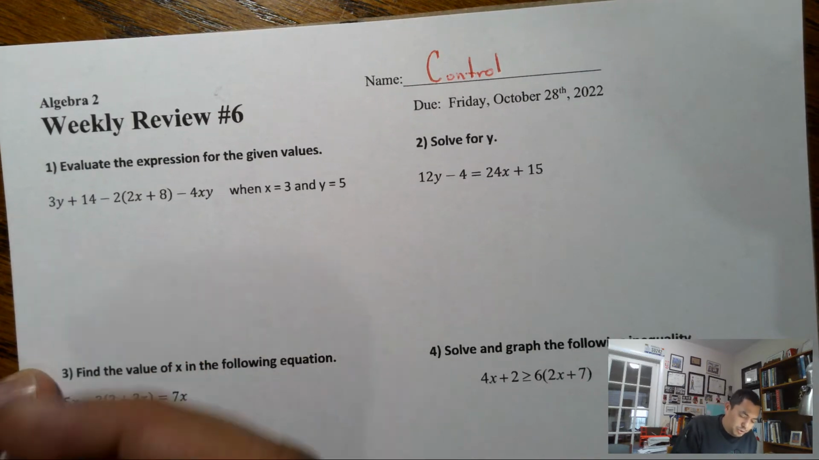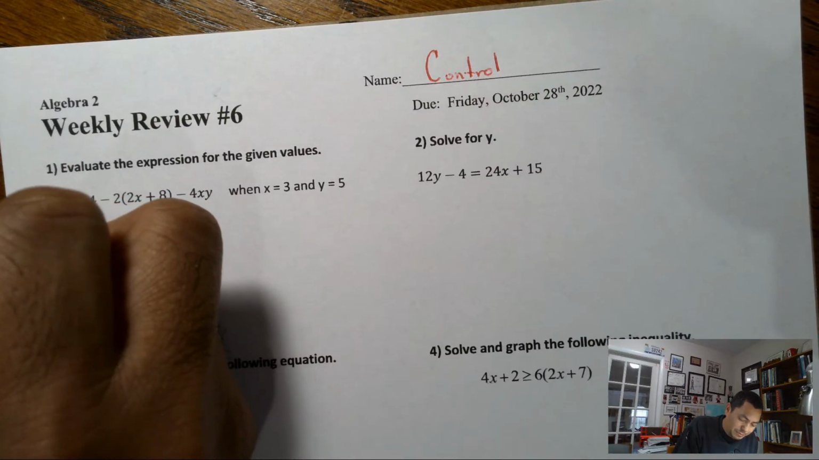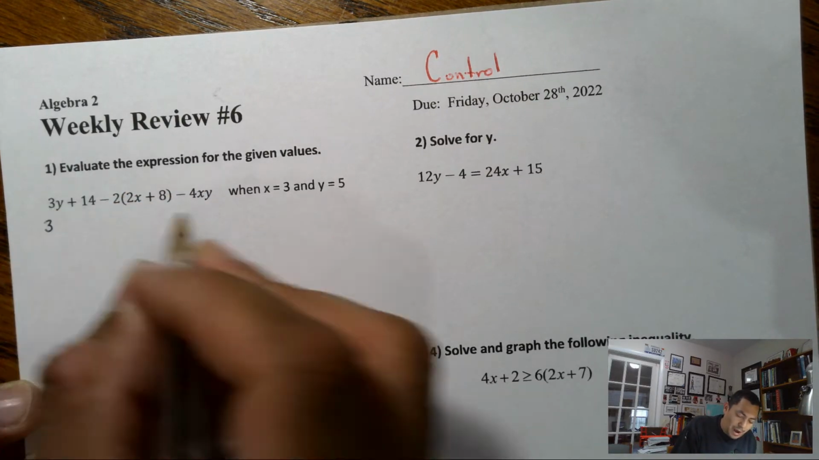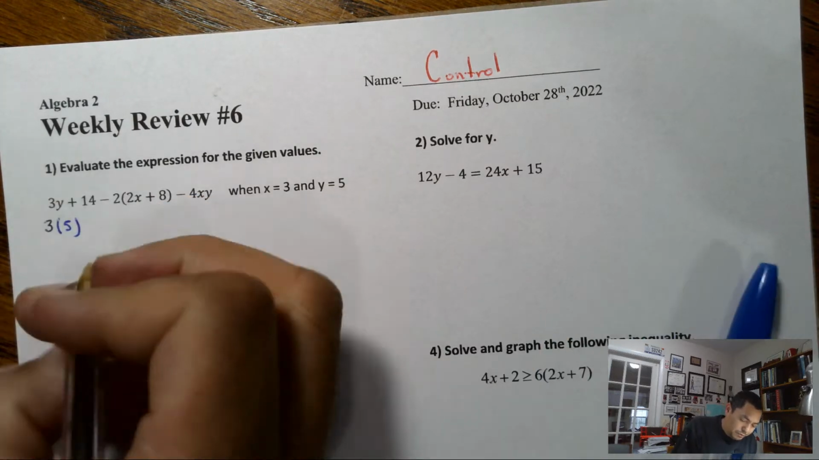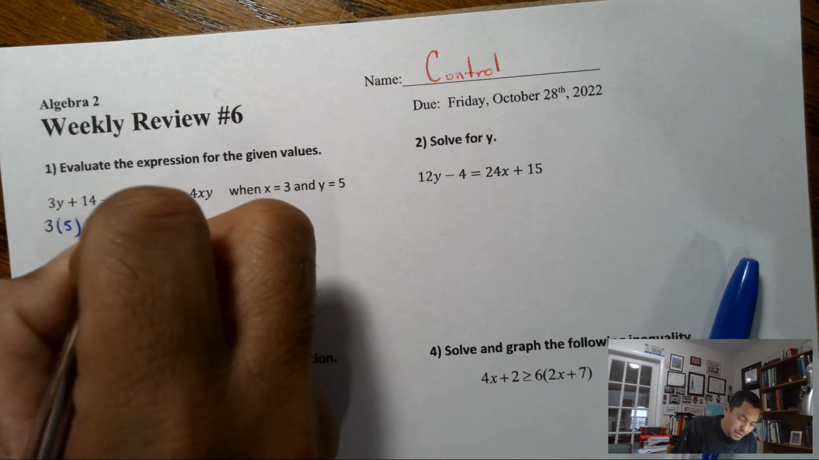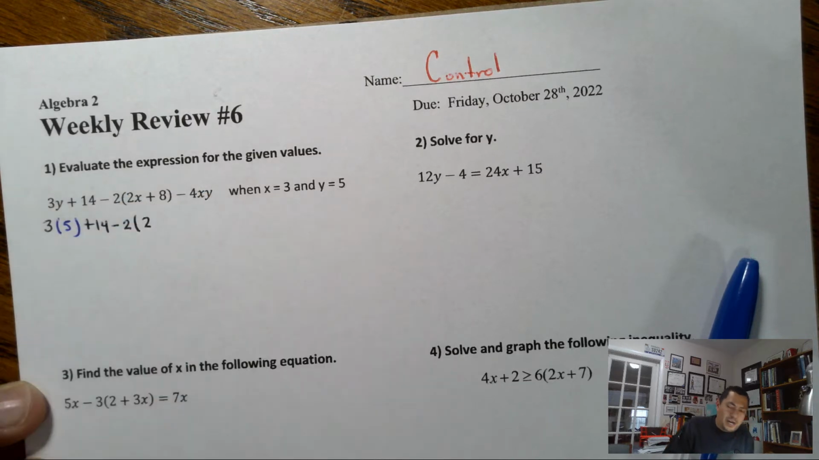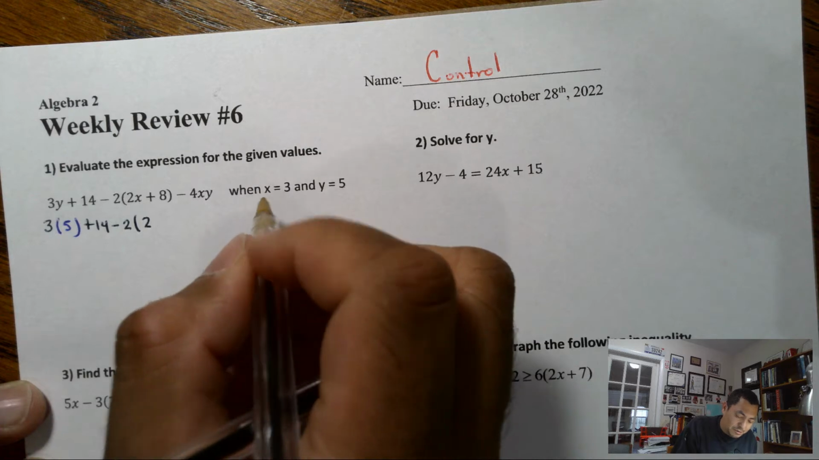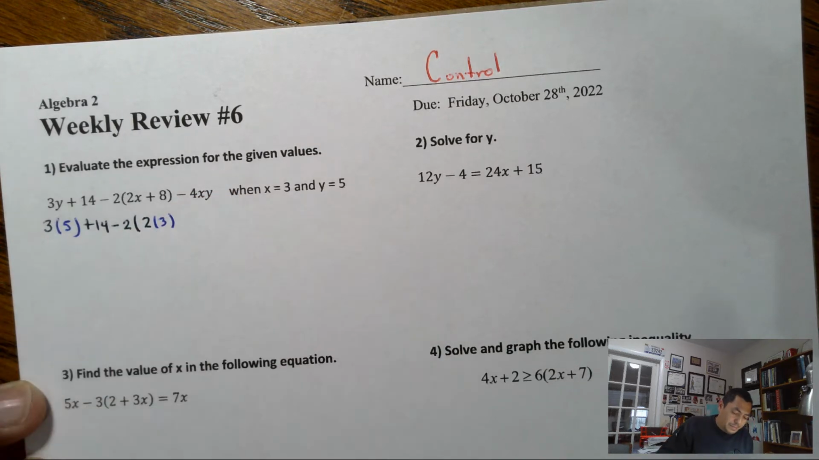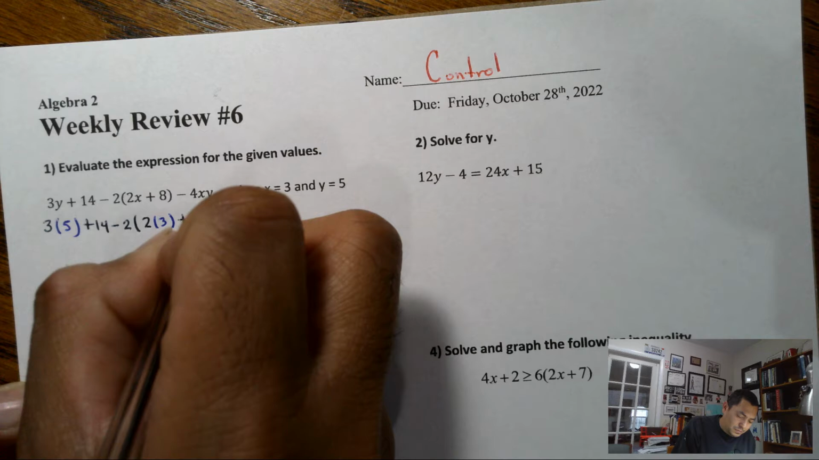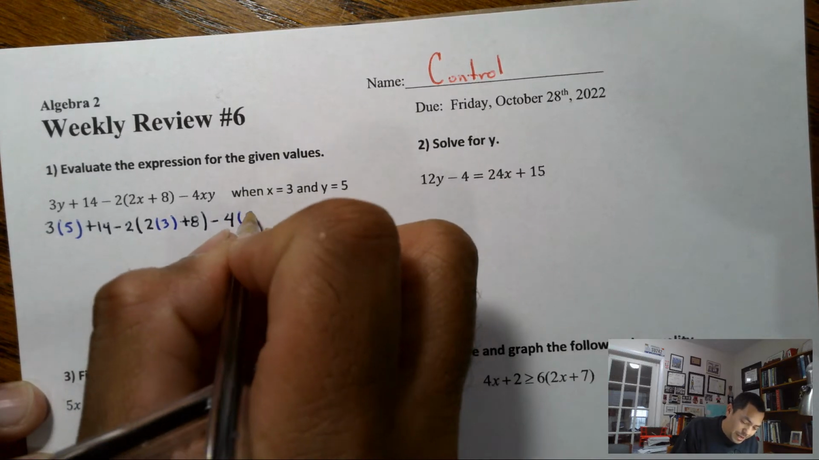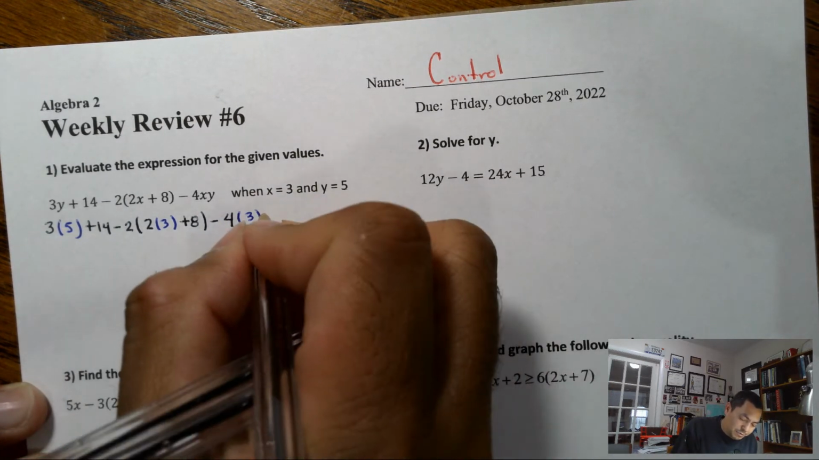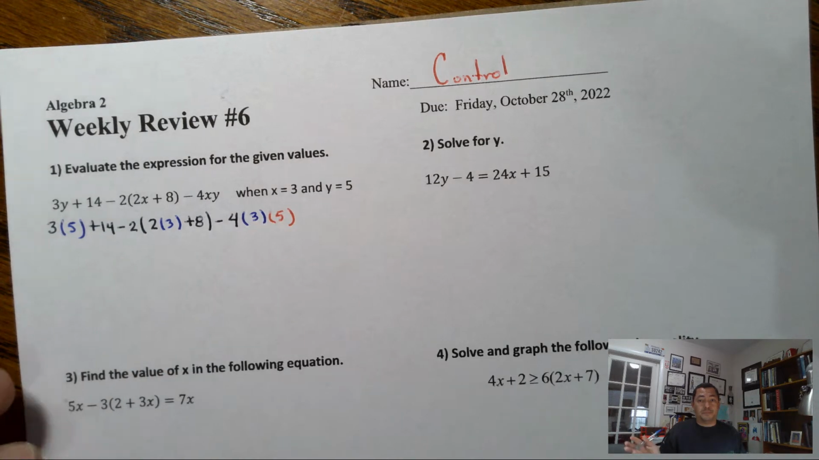So what I'm going to do is to start by substituting those numbers. So 3y, what is the value of y? 5. So 3 times 5 plus 14 minus 2 parentheses 2 times x, but in this case x is equal to 3, plus 8, minus 4 times x times y. We know that x is 3 and y is 5. So all the substitution is done.